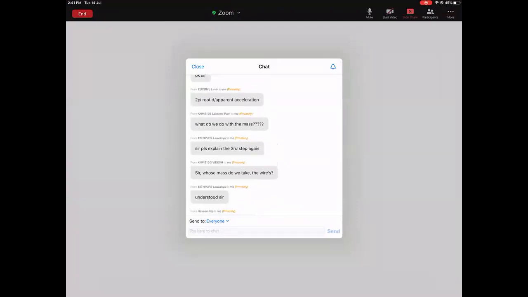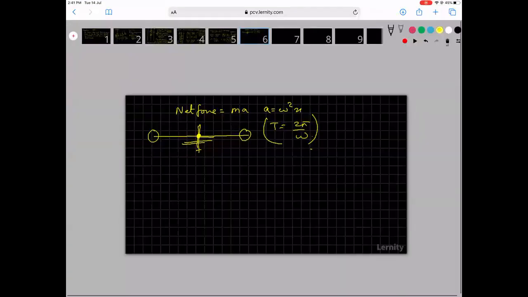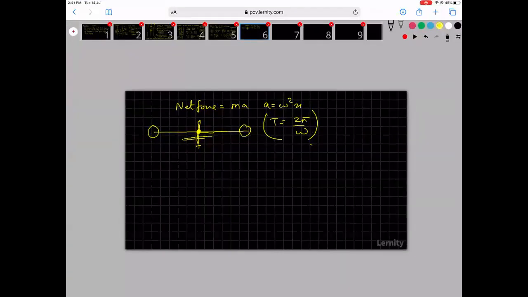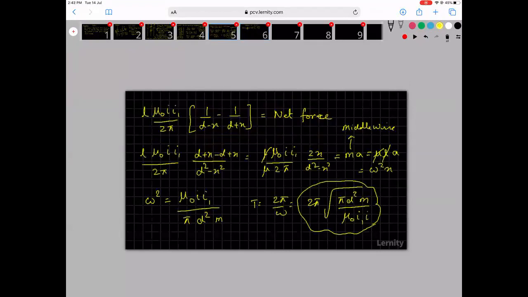Okay, Levin has an interesting point. He says it is 2 pi root over d by apparent acceleration. How will you find out the apparent acceleration? Yeah, okay, same thing, fine. Okay, Levin, I don't think what you are saying will work out here.